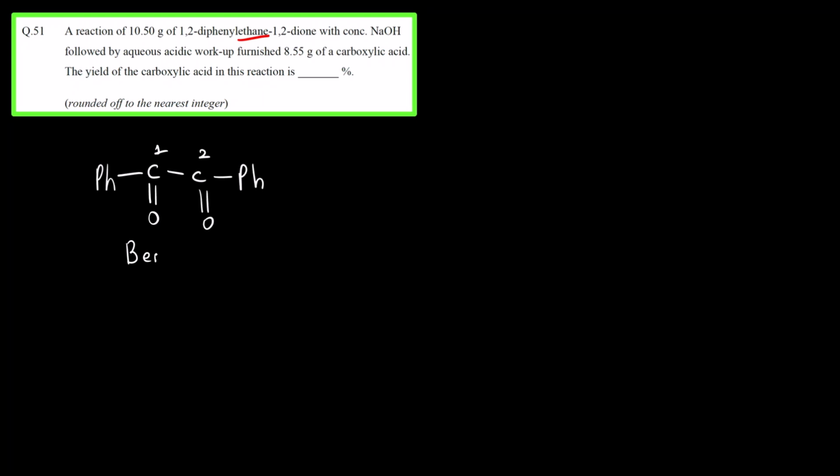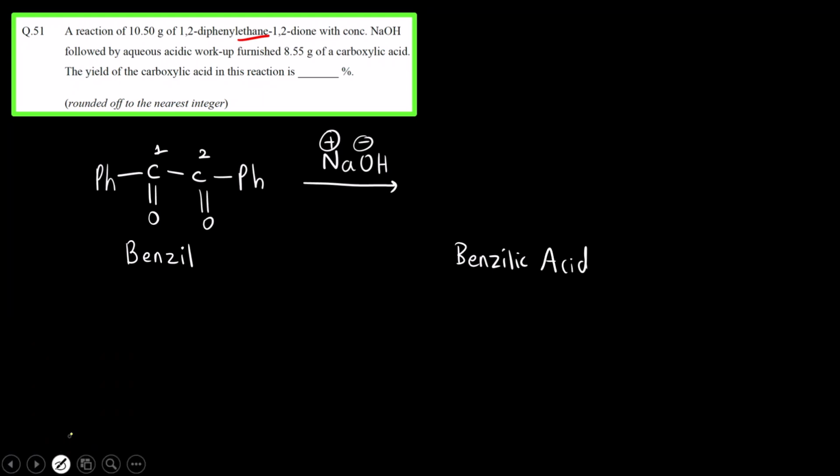What is the name of this? This is called benzil. Then what we do is we react it with NaOH, that is a base, Na plus OH minus. Hydroxide is the base. And what we will get is benzilic acid. And how will we get that? That we have to see now, that is, we have to see the mechanism of the reaction.